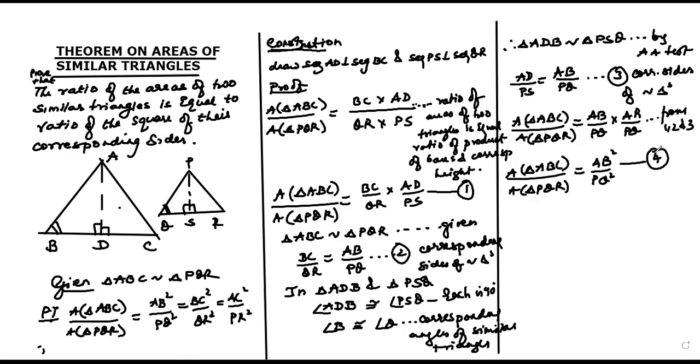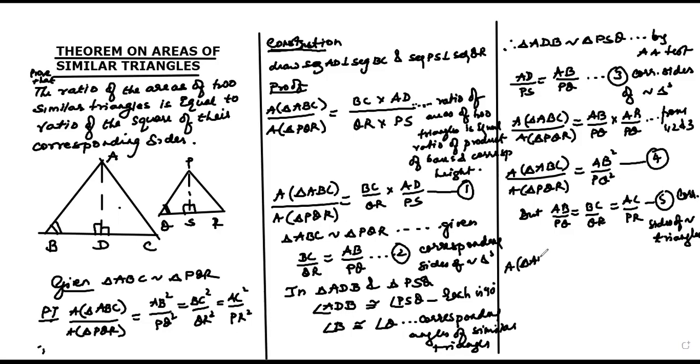But the way I want my answer, I want all the squares. But AB upon PQ is equal to BC upon QR is equal to AC upon PR, statement number 5, corresponding sides of similar triangles. Therefore, area of triangle ABC upon area of triangle PQR is equal to AB square upon PQ square is equal to BC square upon QR square is equal to AC square upon PR square, from 4 and 5.